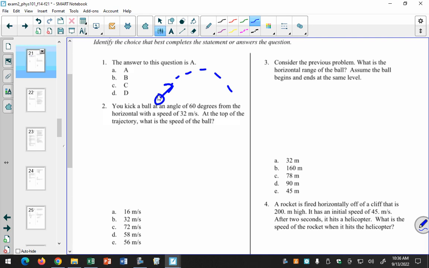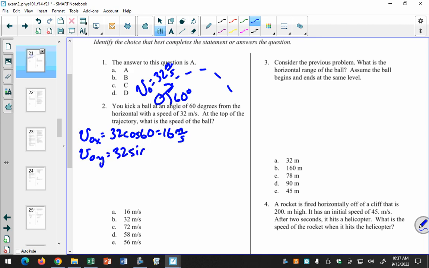So this is sort of the typical projectile motion. Begin at one level, end at the same level at an angle. I give you the speed v0 is equal to 32 meters per second, and the angle here is 60 degrees. So the first thing I want to do is to find v0x and v0y. v0x is 32 cosine 60. That's equal to 16 meters per second. And then v0y is equal to 32 sine of 60. And that's equal to 28 meters per second.